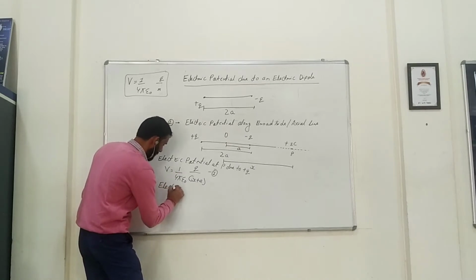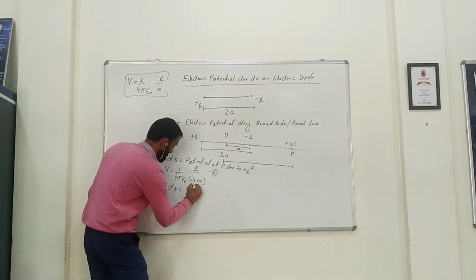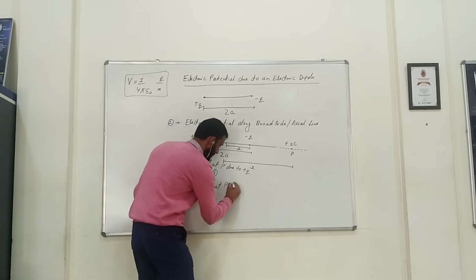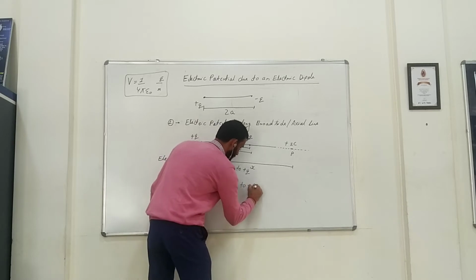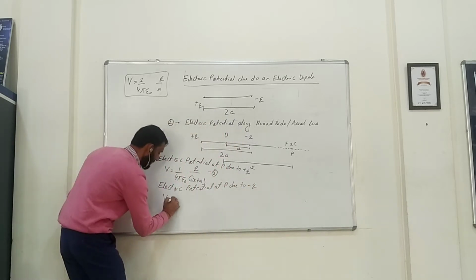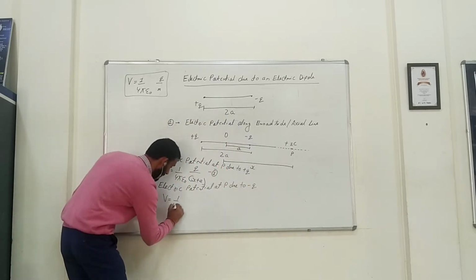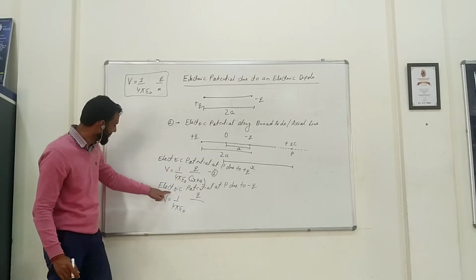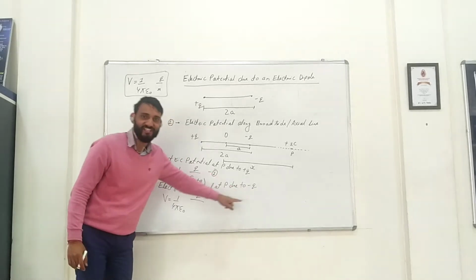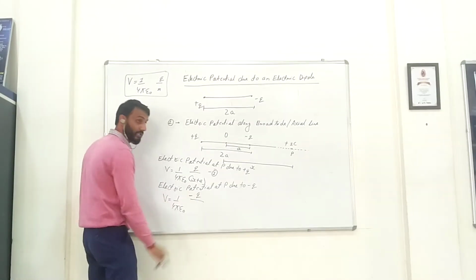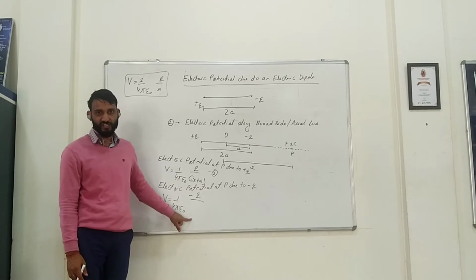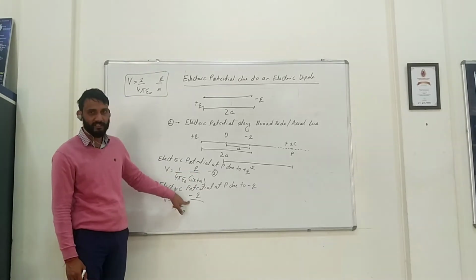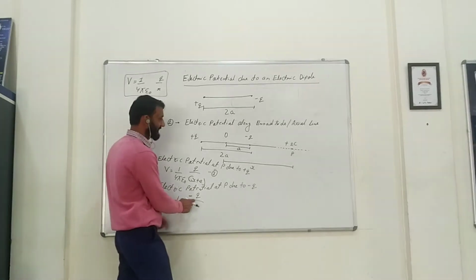Then electric potential at P due to minus Q. What will come? V is equal to 1 upon 4 pi epsilon naught Q upon. Now guys, this is the electric potential due to minus Q charge, and therefore I will put a minus sign here. Because electric potential for a positive charge is always positive, electric potential for a negative charge is always negative.